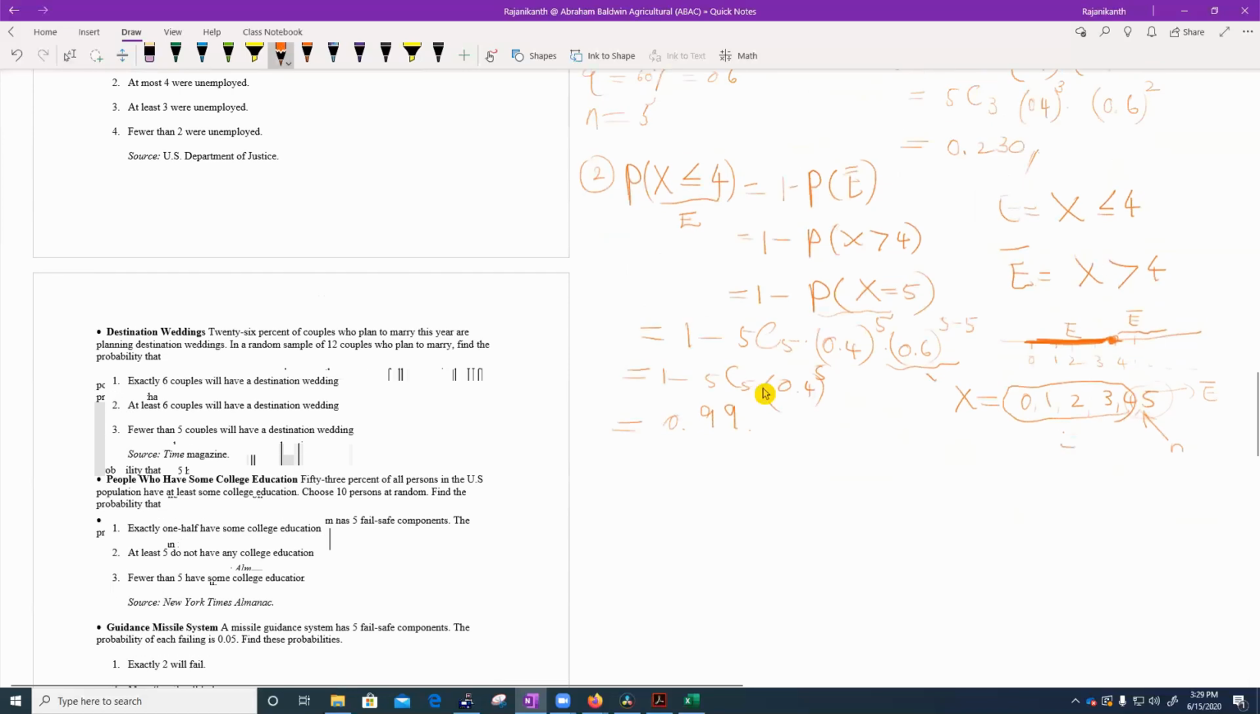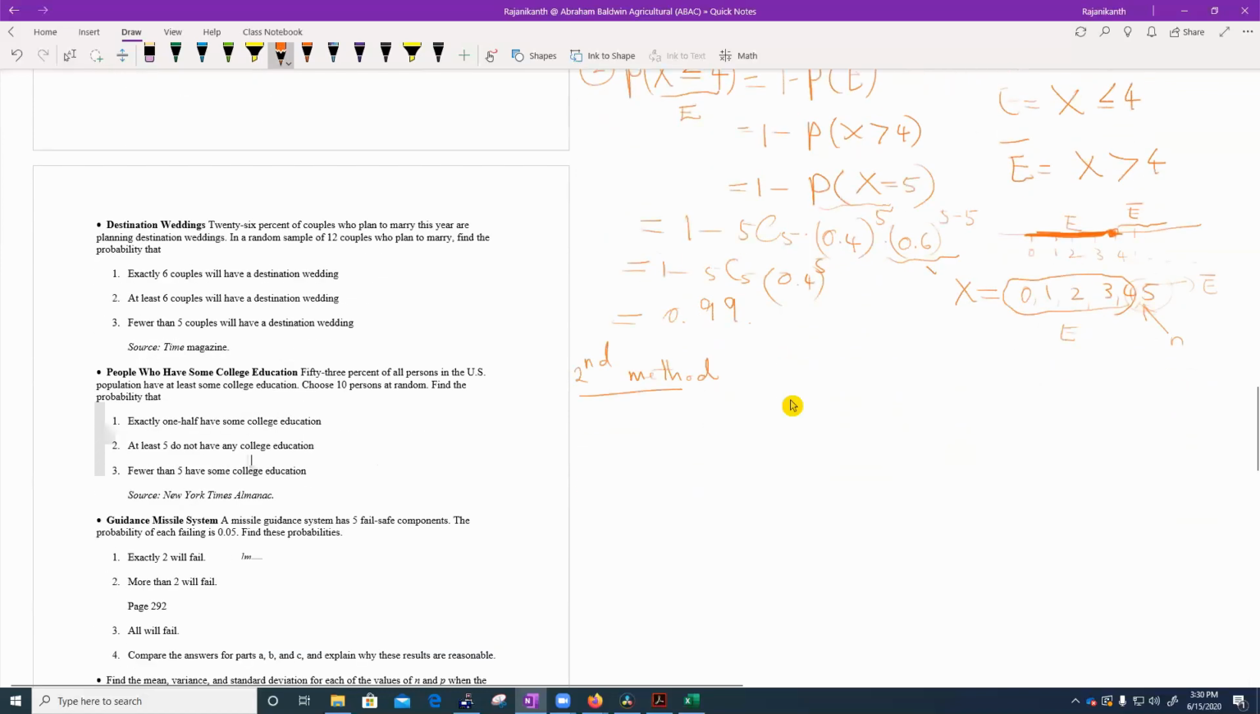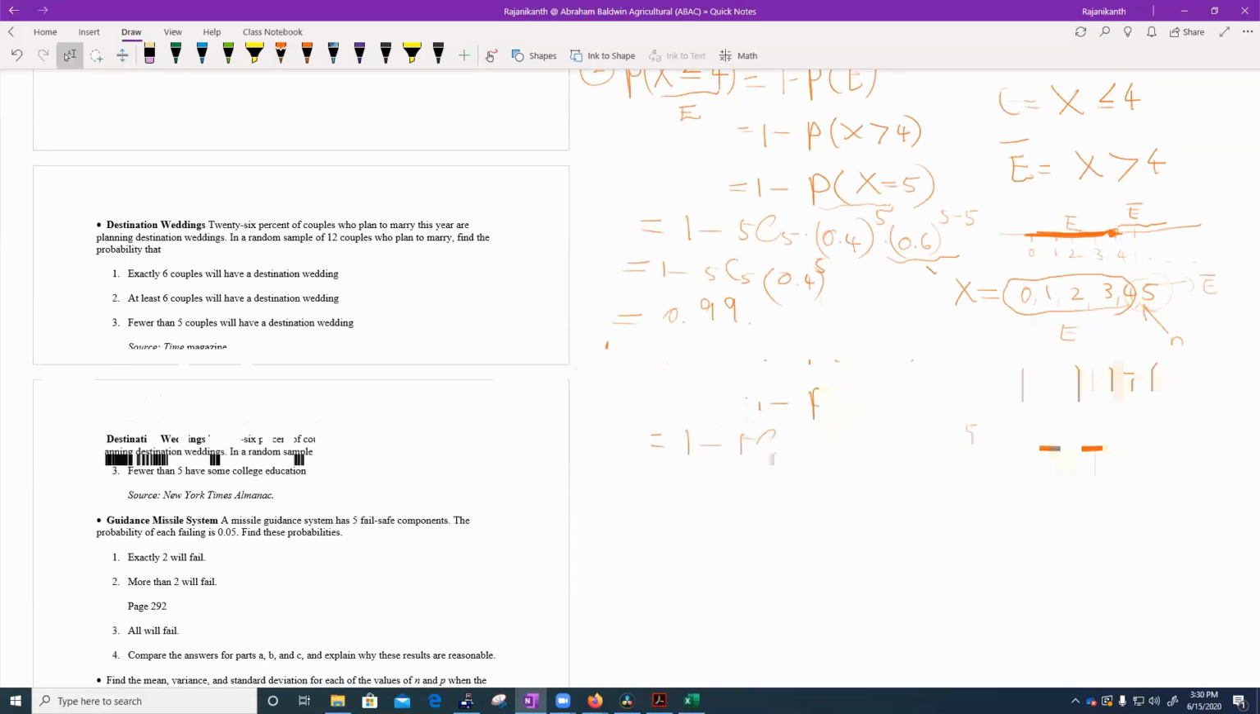If you want, I could solve this problem by another method. You could do this problem directly, without changing into the complement. How? You are asked to find the probability of at most 4. That means your possible x values are what? Any number which is less than or equal to 4. Of course, now I will have 5 possible values for x. Your x may be 0, 1, 2, 3, or 4.